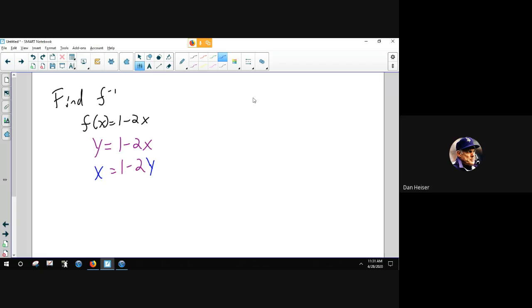And when we get to the end, we will have our inverse. I will leave the details to you. And you should get this as a result. x minus 1 divided by negative 2. Check. Let's check that.